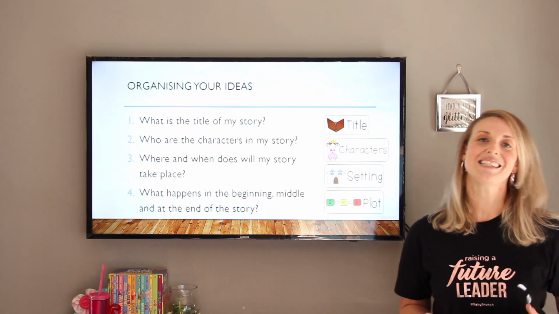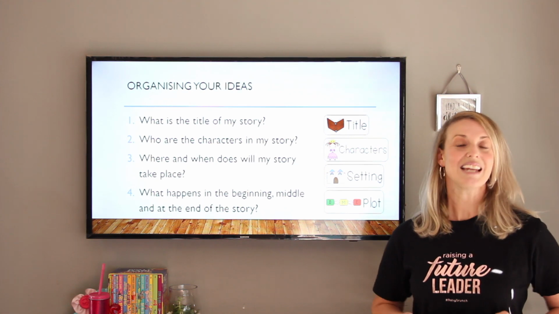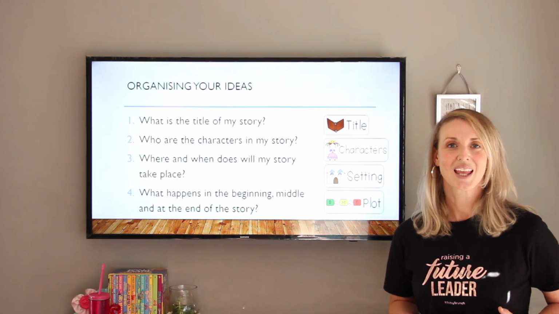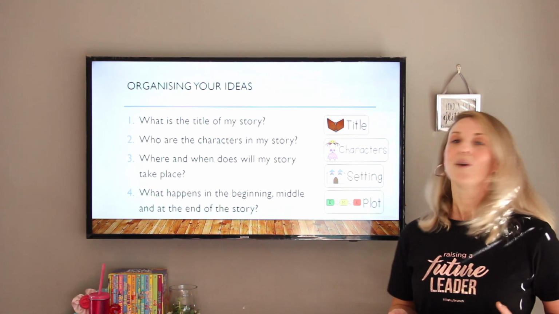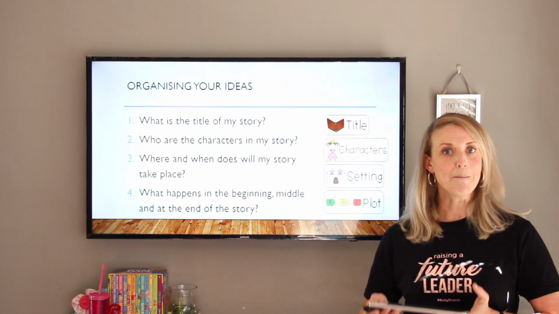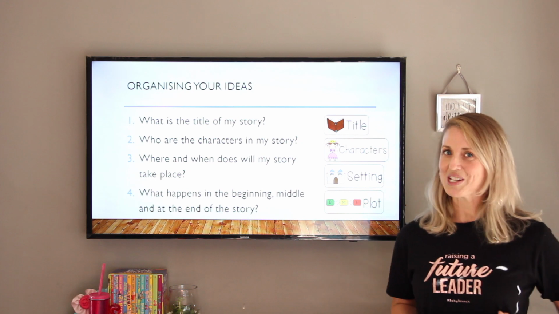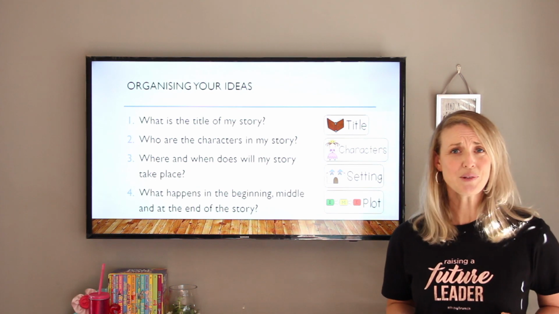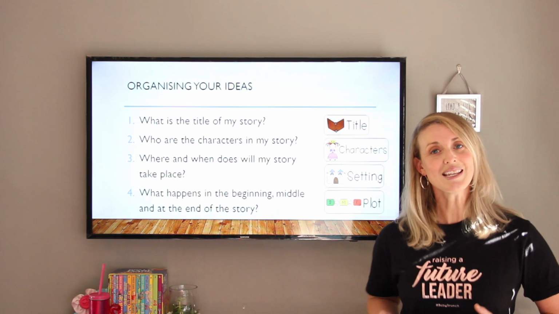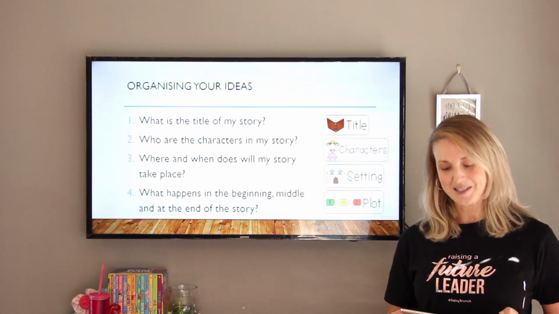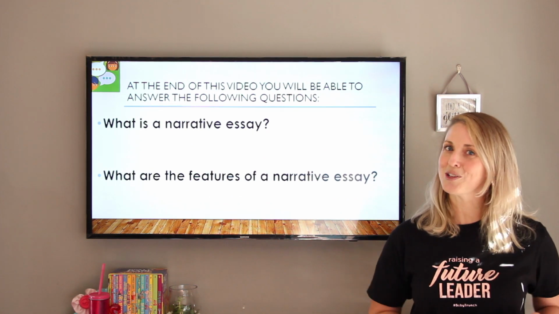So if you want to understand the features of a narrative essay, you will need to understand that a narrative essay has a title, it has characters, it has a setting, and we also know that it has a beginning, a middle, and an ending, which is told from a person's perspective or point of view. And when you want to write your narrative essay, you could use these question words to assist you to find these features.